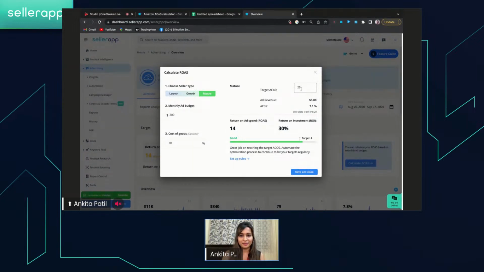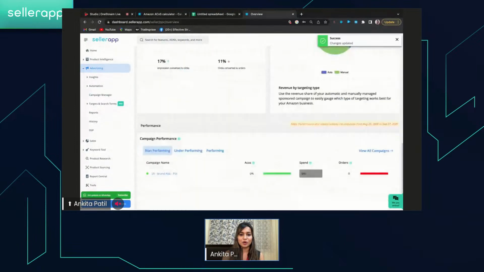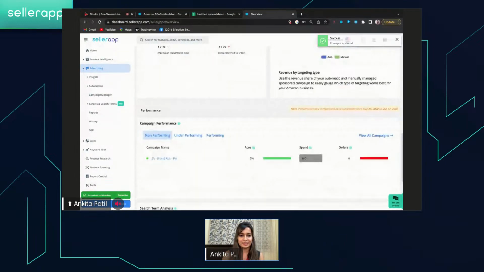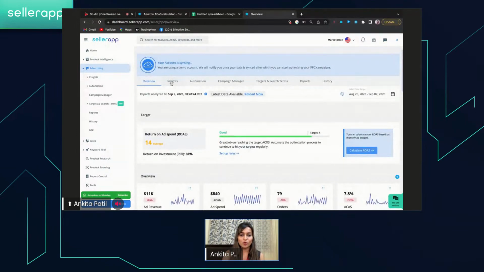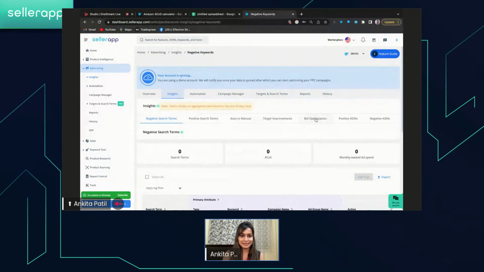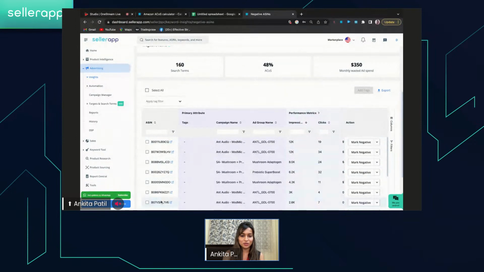So in place of this, you can just set your break-even ACOS and you're all set with your optimization of your campaigns. And then you can simply save and close. And after that, you'll be getting the details about all of the campaigns in the overview section. Now, in order to understand more about the negative keywords, go into the insights. So here you have negative search terms and negative ASINs. So over here in the negative ASINs, you can see that these are all the ASINs on the left which are not performing well for your campaigns.